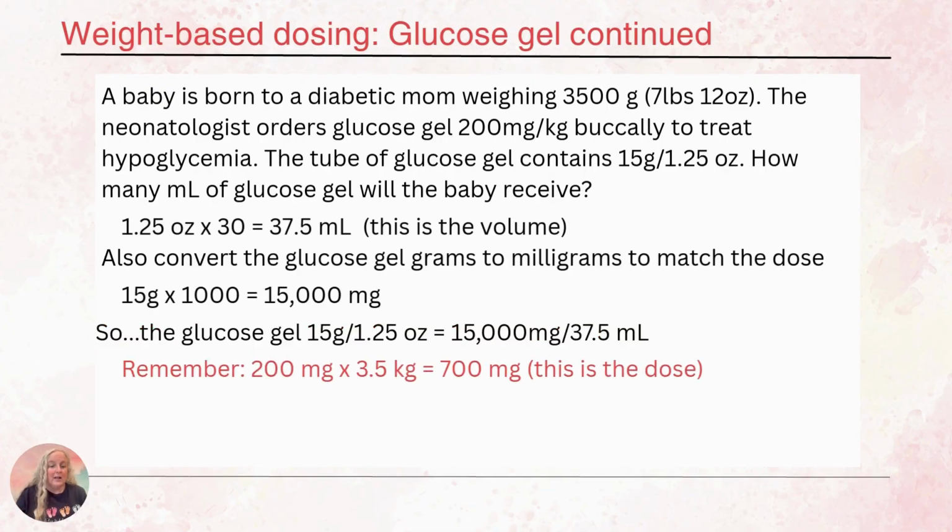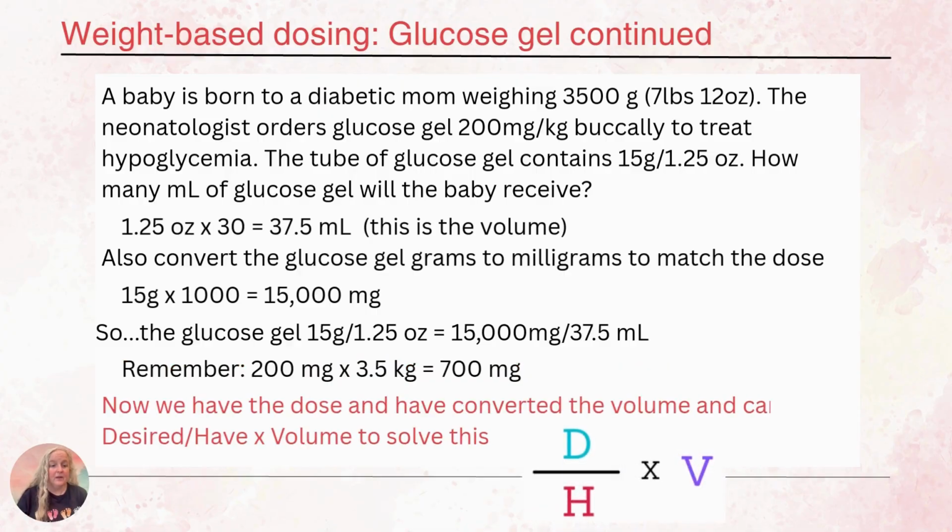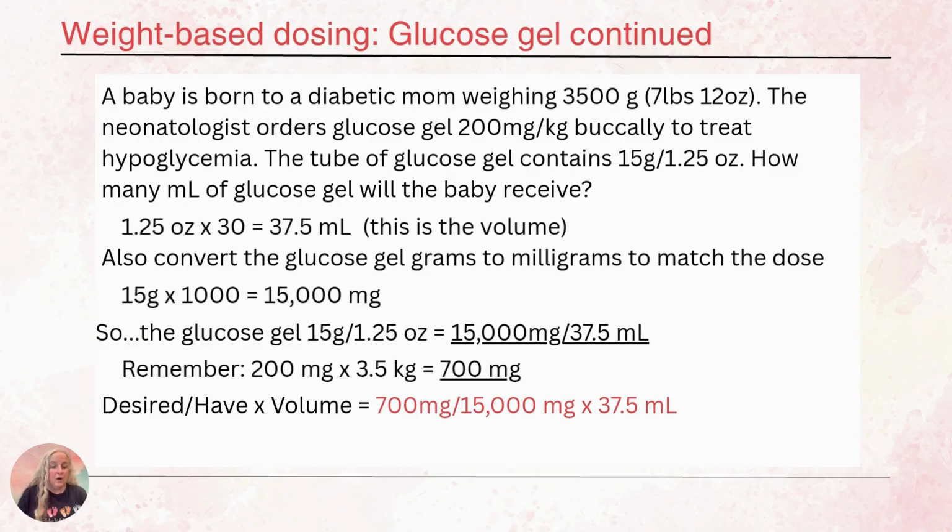So now we can go back to what our dose was. Remember, our dose was 700 milligrams. Now we're going to use desired over have times volume to solve. What we want is 700 milligrams. That's our dose. What we have is 15,000 milligrams, and our volume is 37.5 milliliters. So when we do 700 milligrams divided by 15,000 milligrams times 37.5 milliliters, we find that the baby will receive 1.75 milliliters of glucose gel.